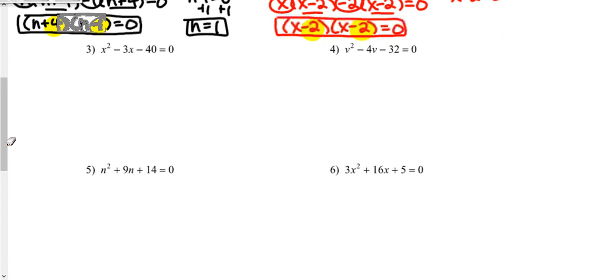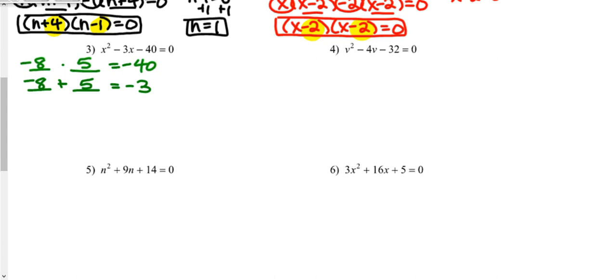So on number 3, a is 1, and so we can use the shortcut. First, we have to look for a common factor. There isn't one. And so we look for numbers that multiply to give you a times c, which is -40, and add to give you -3. So those numbers would be -8 and +5. They would meet both of those criteria.